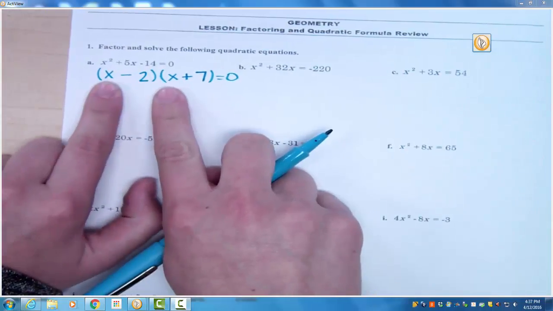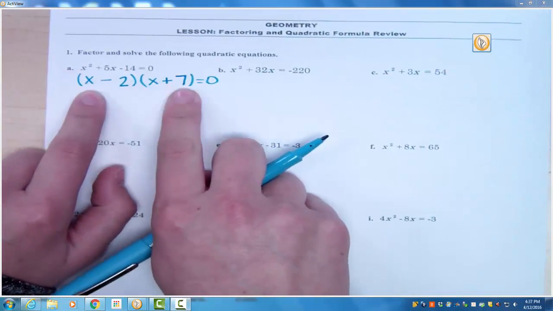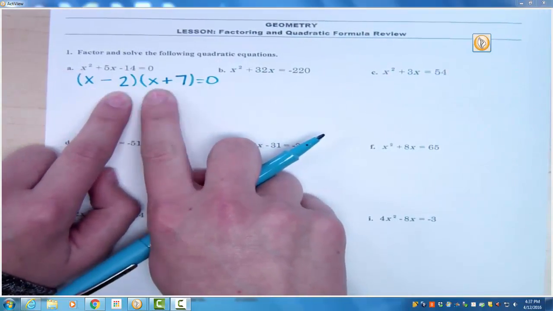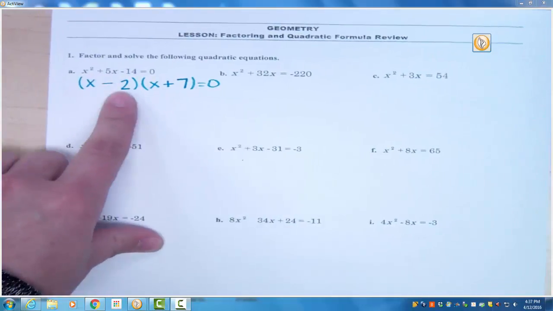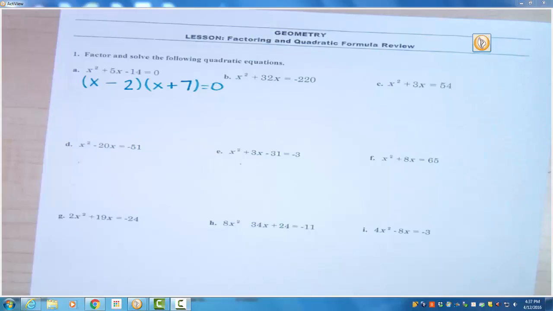Now you can go back and check. x times x is x squared. x times 7 is 7x. Negative 2 times x is negative 2x. So now I have 7x minus 2x gives me 5x. And then negative 2 times 7, which gives you negative 14. So that gets us back to where we started, so we know we did this correctly.